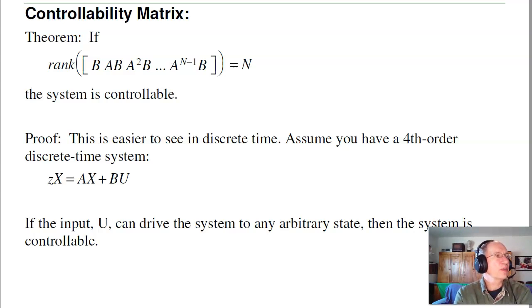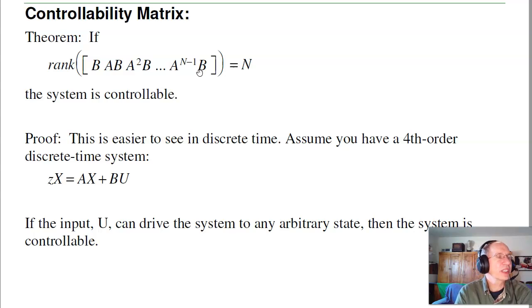There's also a matrix called the Controllability Matrix. That's the matrix B, AB, A squared B, and so on. Here's a theorem: if the Controllability Matrix is rank n, then the system's controllable. The proof of that is a little bit easier to see in discrete time.